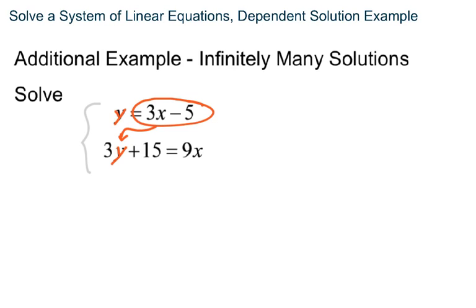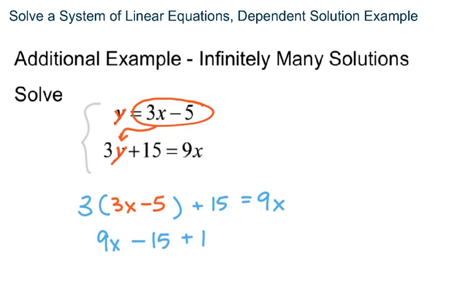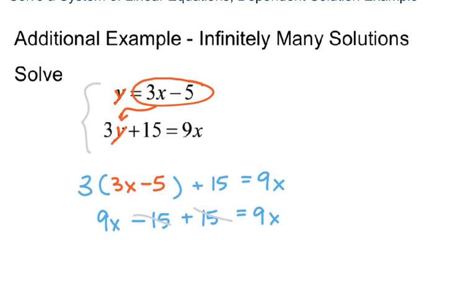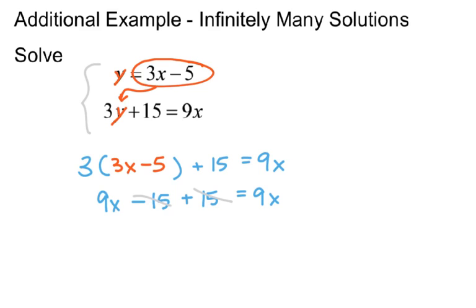So what that gives us, we have 3 times my y value, we said, is 3x minus 5, plus 15 equals 9x. So distributing, I have 9x minus 15 plus 15 equals 9x. You'll notice plus 15 and minus 15 will cancel. I have 9x equals 9x.